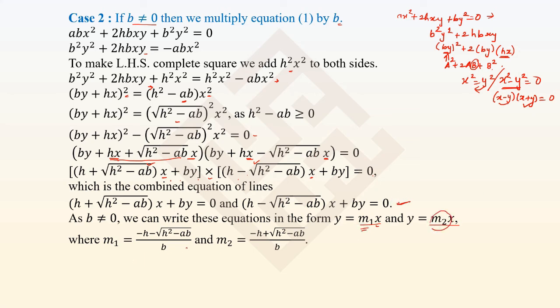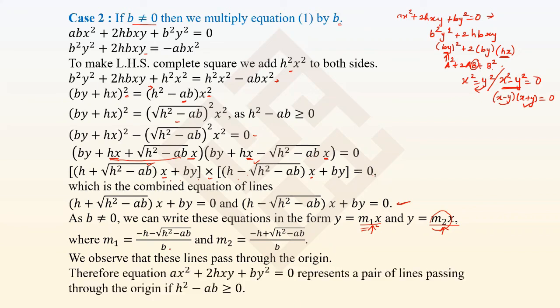So this is nothing but the slopes of our given lines. So we observed that these lines pass through the origin. ये इस फॉर्म में आ गए और ये लाइंस हमें पता है कि ये ओरिजिन से पास हो रहे हैं. So these we see that the lines are passing through the origin and therefore the equation ax square plus 2hxy plus by square is equal to 0 represents a pair of lines passing through the origin if h square minus ab is greater than or equal to 0, and hence the theorem is proved.